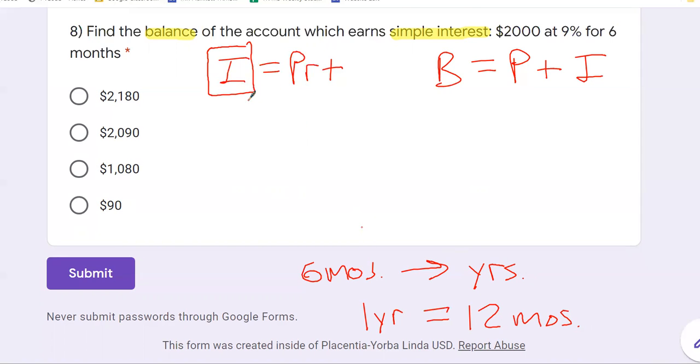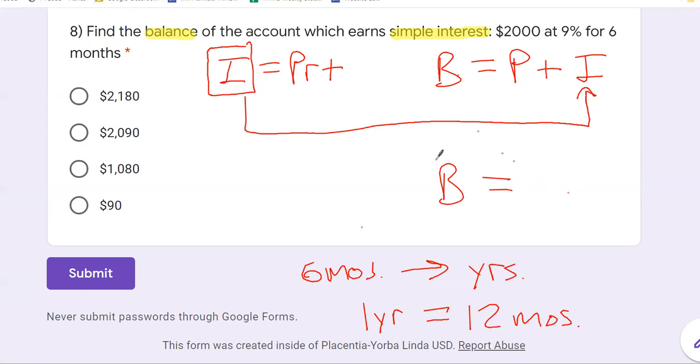And then once you have that interest, you can substitute it into here, add it to the principal, which you're already given, and then you should get your balance. And the final answer here is going to be the balance is equal to some number, and that number is one of these.